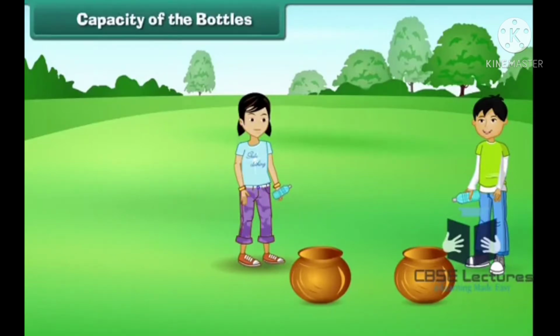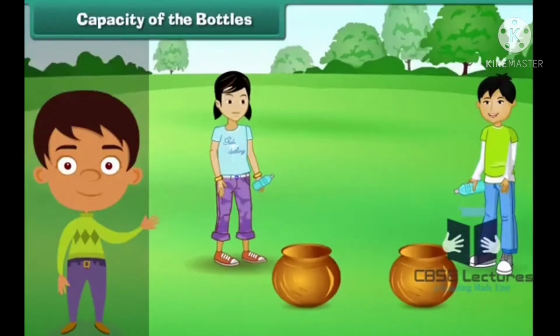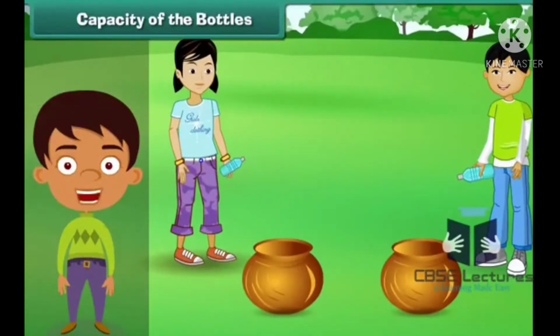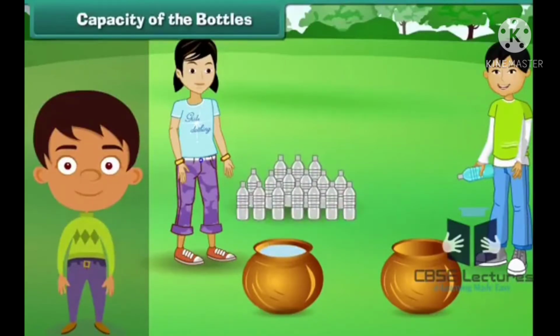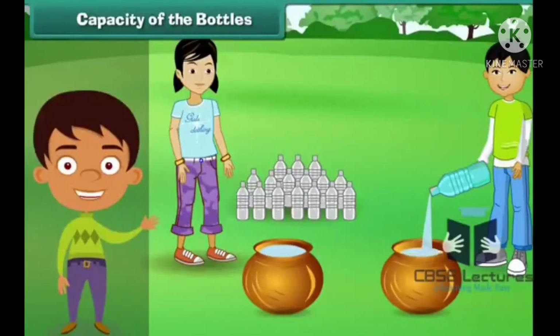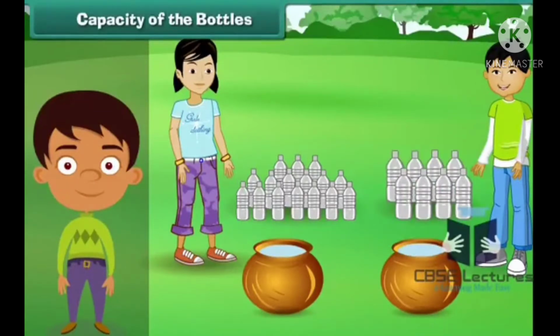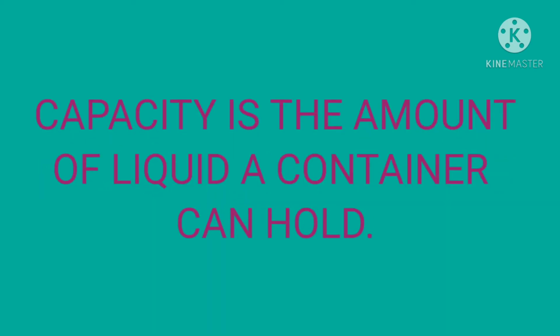Now, here are 2 pots of the same size. Mary and John are going to fill up the pots with the bottles in their hands. Mary needs 16 bottles to fill up the pot, and John needs 8 bottles to fill up his pot. We can say that the capacity of the bottle of John is more than the capacity of the bottle of Mary. Isn't it, children? So, capacity is the amount of liquid a container can hold.